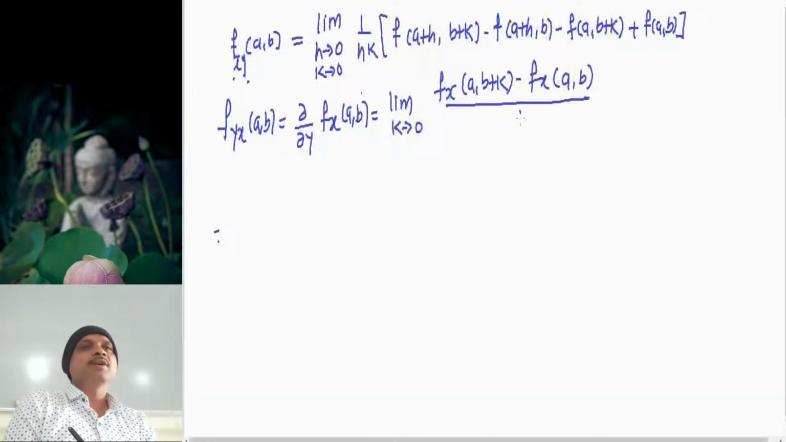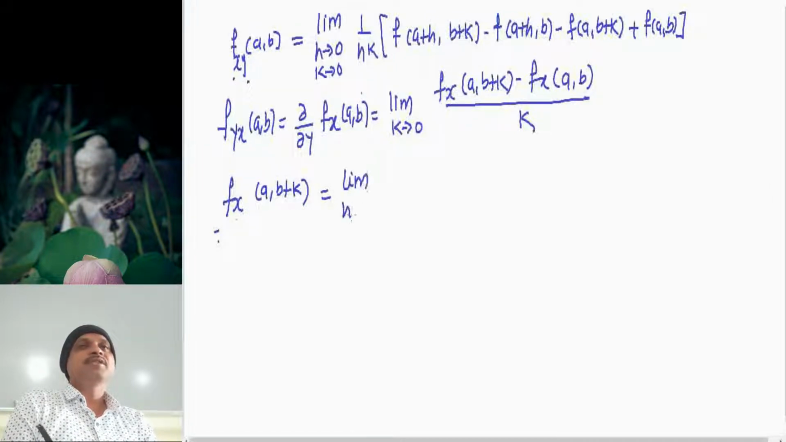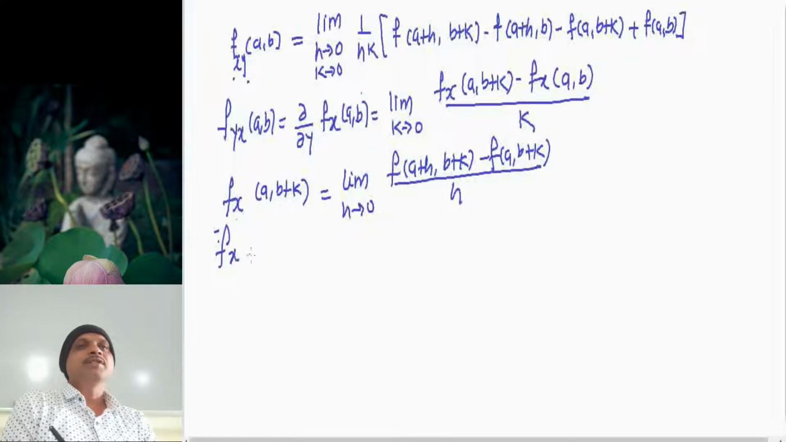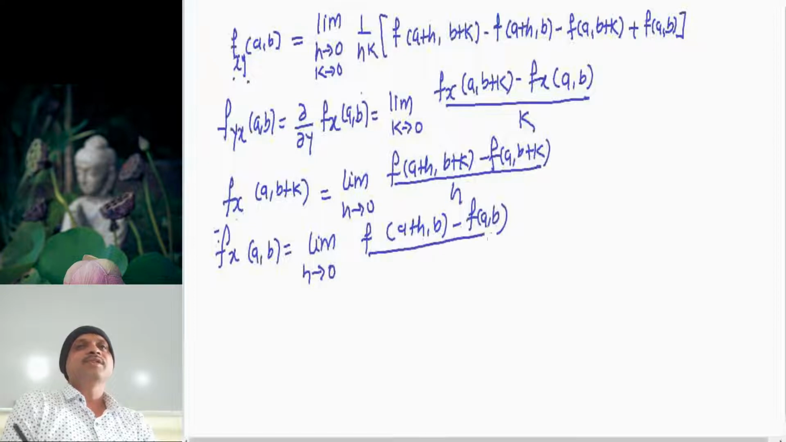Now in this expression f_x at the point (a, b plus k) equals the derivative with respect to x, meaning limit h tends to 0 of f(a plus h, b plus k), with b plus k constant, minus f(a, b plus k) divided by h, and f_x at (a, b) equals the limit h tends to 0 of f(a plus h, b) minus f(a, b) divided by h. Let us put this value here in this expression.